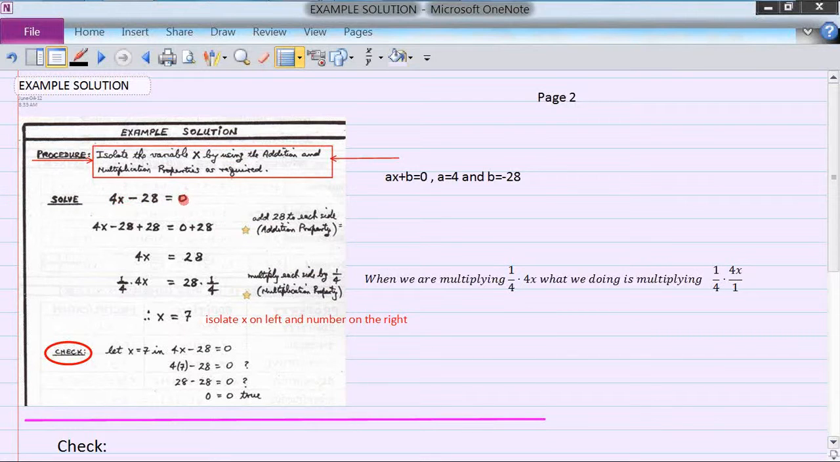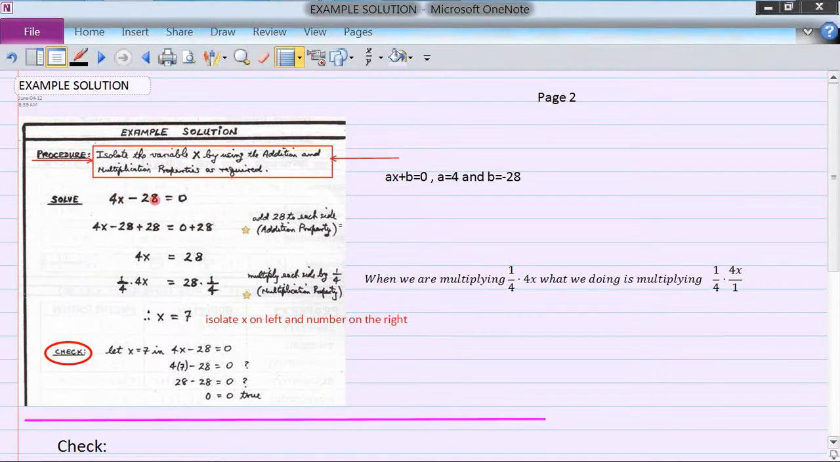So what we're going to do is isolate the 4x by itself on the left side of the equation. Okay, we want the 4x alone on the left-hand side of the equation. We don't want this minus 28 here. So if we don't want that minus 28, we're going to add 28 to the left side because the minus 28 and the plus 28 will give me 0. But by the addition property that we just discussed, if I add 28 to the left side of the equation, I have to add 28 to the right.